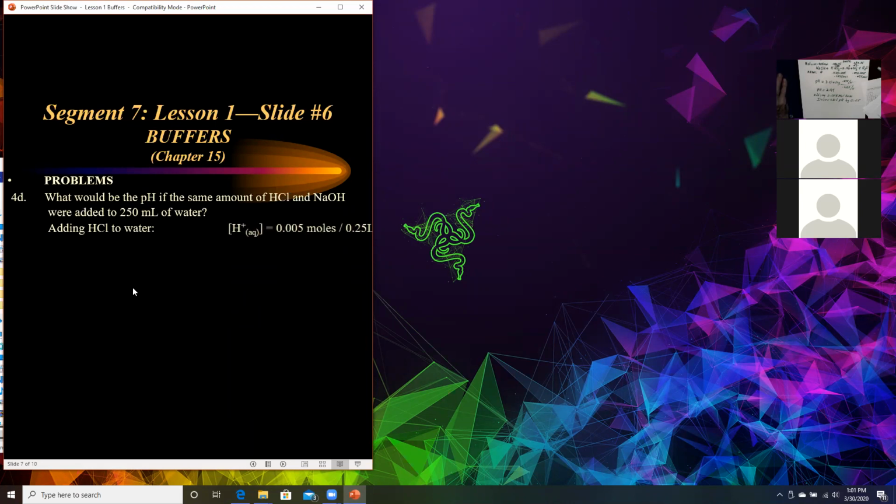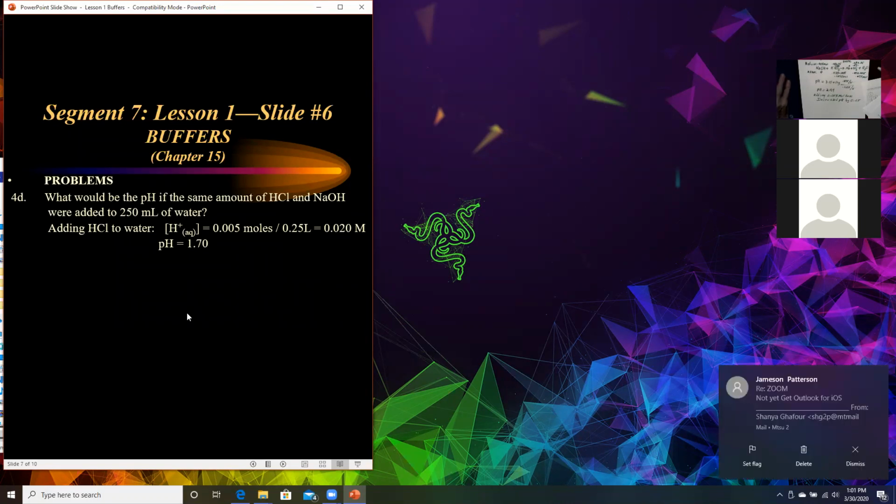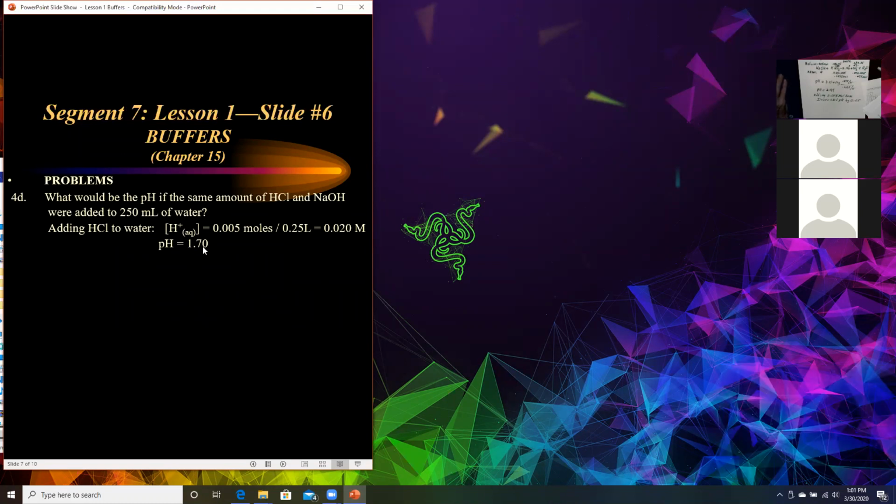Well, if you added HCl, the hydrogen ion would be 0.005 moles, and if you divide that by the volume, 0.25, the molar concentration of hydrogen ion would be 0.02. If you take the log of that, you get a pH of 1.70. So if you take 250 milliliters of buffer, you went from 2.94 way back there to 1.70 if you did the same thing to water.